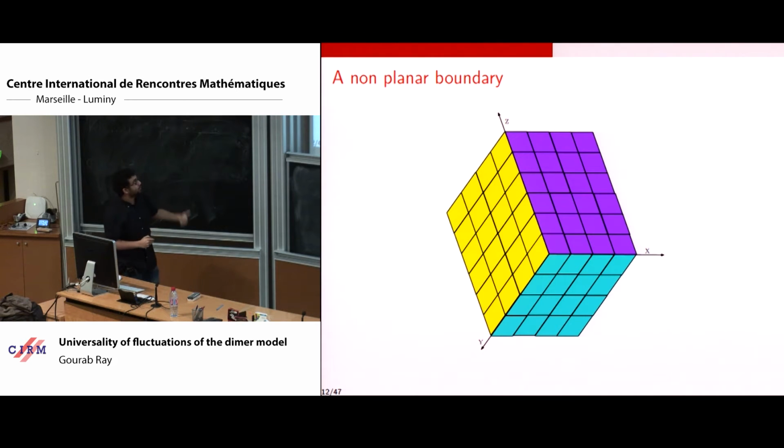So for example, this is a non-planar boundary, the hexagon, because you saw there was a frozen region in the hexagon, and you can convince yourself that the boundary curve is not planar, because the three parts of the boundary lie in three different planes, the yz plane, the xy, and the xz plane.